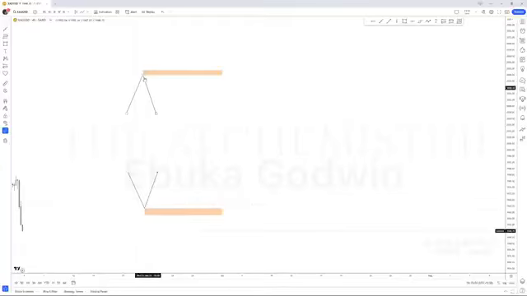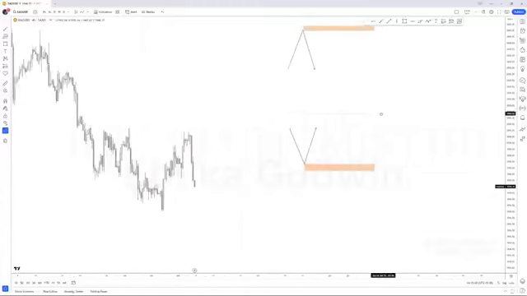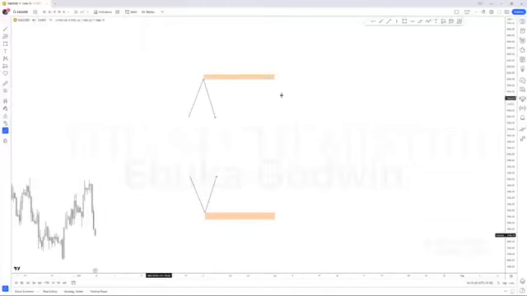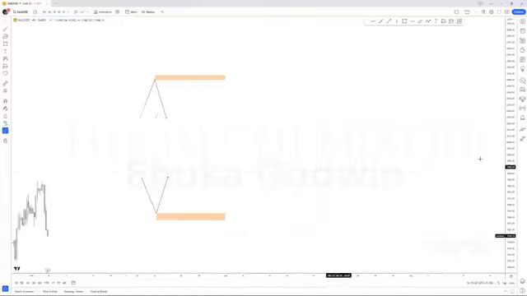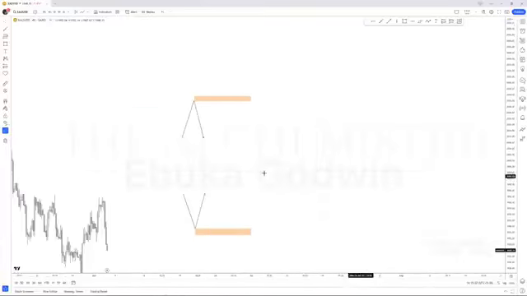Now, remember, a resistance is formed when you have a bullish candle followed by a bearish candle. When we have a bearish candle followed by a bullish candle, we have a support. I'll show you examples, don't worry. Very simple. Let's go through this and then I'll show you examples in the chart. So yeah, that is that.